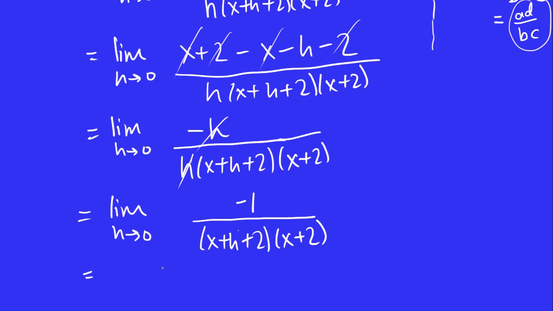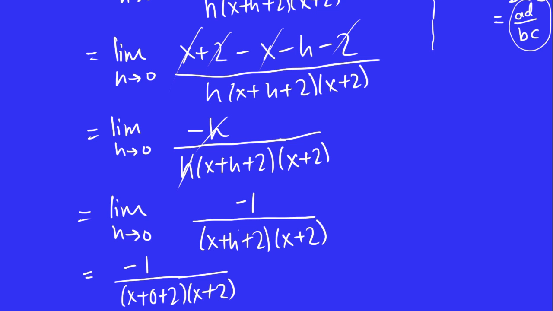Now, in the denominator here, there is an h floating around, but it's irrelevant. It doesn't affect my ability to put in 0 for h now. Everything is going to be defined. So I drop my limit sign, and I replace my h by 0.